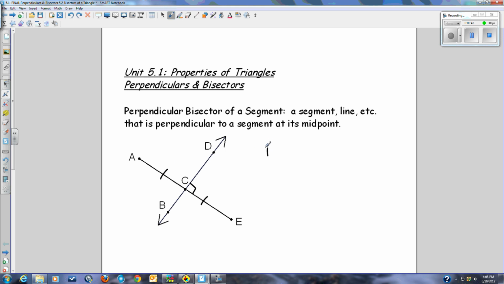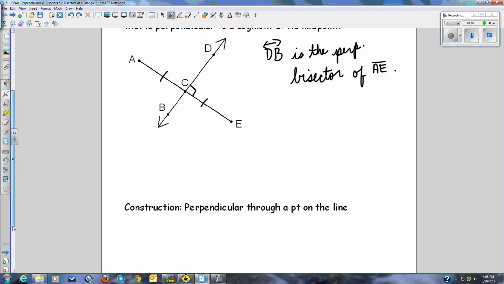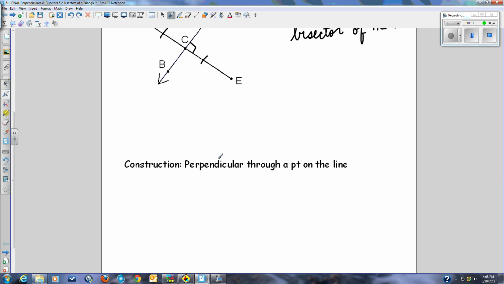So we will say that DB, because it goes through the midpoint, is the perpendicular bisector of segment AE. Now, when we come to class, I am going to show you how to do the construction of a perpendicular through a point on a line, and we will be doing that in class. So let's move on to the next page.